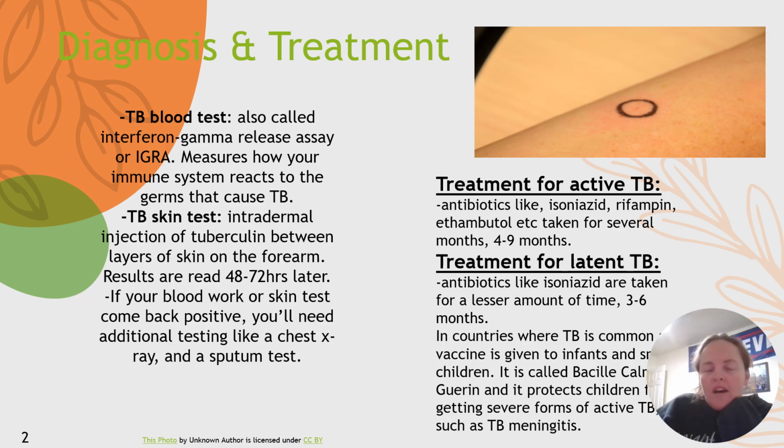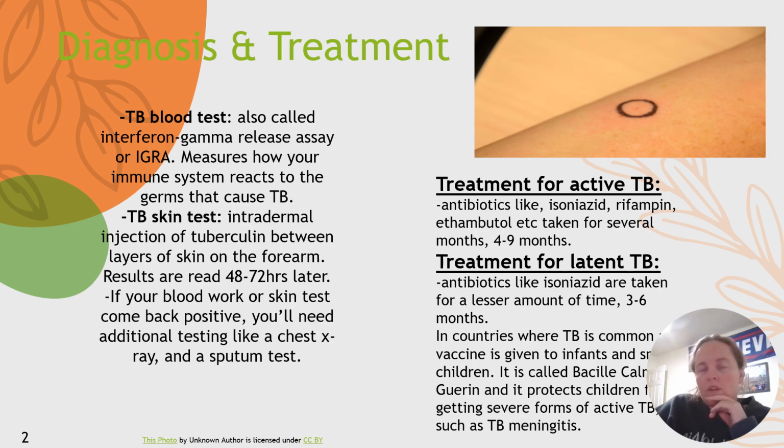The diagnosis and treatment would be, for the diagnosis, you can get blood work done. That is how I found out about it. And then there's also the intradermal injection for the tuberculin between the layers of your skin on your forearm. So some of you may have had the little bubble test that they put on your arm, and that bubble will usually go away. In a positive case, it will not go away. Results can be read 48 to 72 hours later.